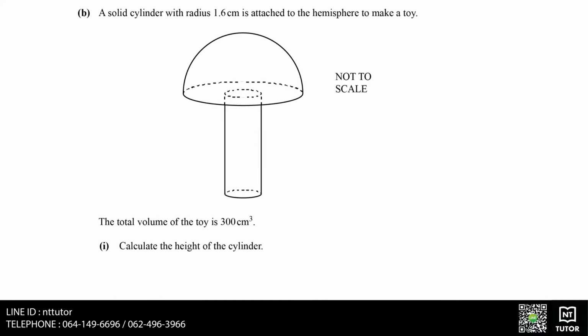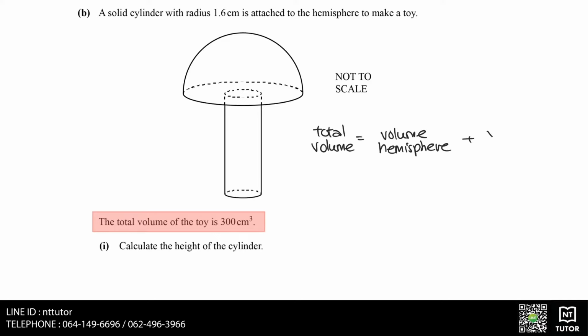B. A solid cylinder with radius 1.6 centimeters is attached to the hemisphere to make a toy. The total volume of the toy is 300 centimeters cubed. Calculate the height of the cylinder. The total volume of the toy, which is equal to 300 centimeters cubed, should be equal to the volume of the hemisphere plus the volume of the cylinder.